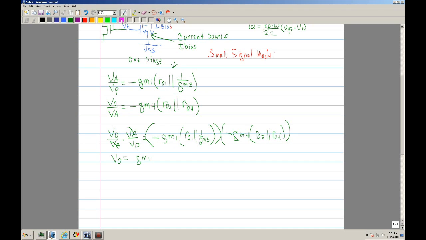Let's look at this term. You have R out, and typically you want RO1 to be high, and the GM is typically lower, and they're in parallel. And when you have two resistors in parallel, the dominant one is the lowest one. So in this case, you can simplify that to 1 over GM3. Then we bring this GM here, GM4. Okay, so we're almost there.